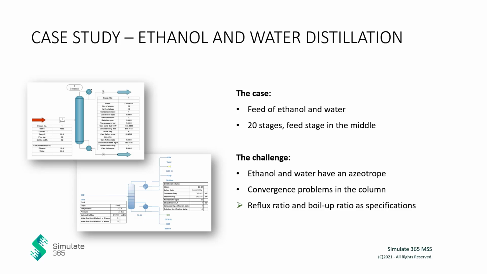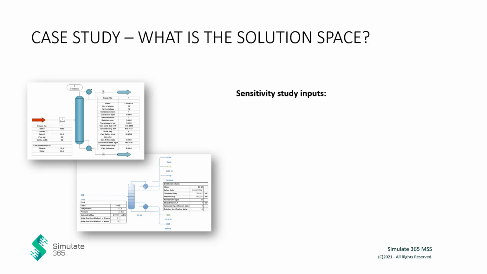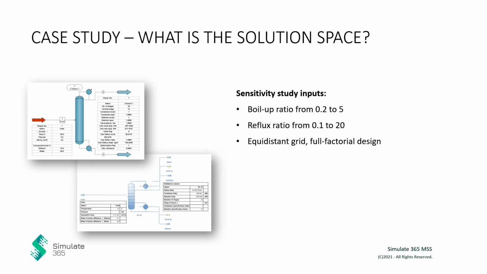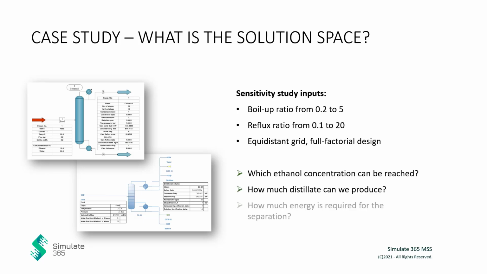We want to use the multivariate sensitivity study to create data that allows us to evaluate what is our process solution space. How do we create the data for our solution space? We varied the boil-up ratio from 0.2 to 5 and the reflux ratio from 0.1 to 20 in an equidistant grid with a full factorial design. We want to answer these important questions: which ethanol concentration can be reached? How much distillate can we produce? And how much energy is required for the separation?